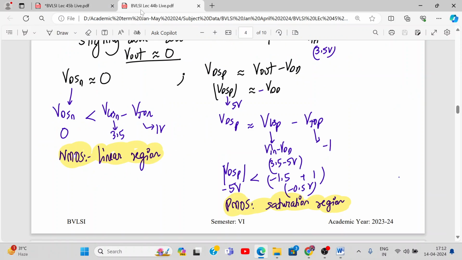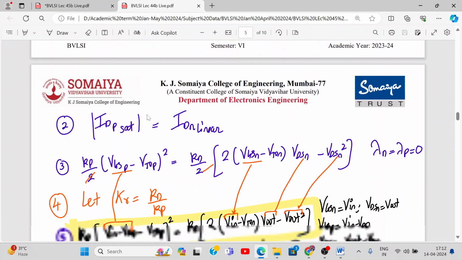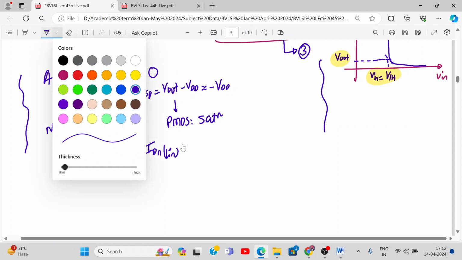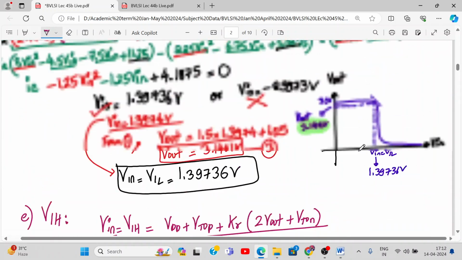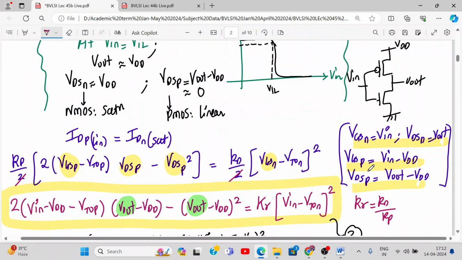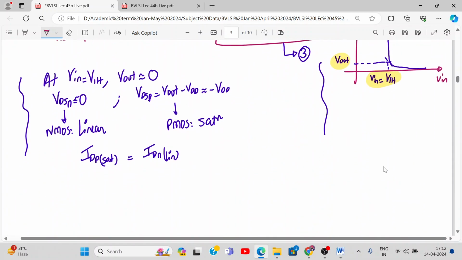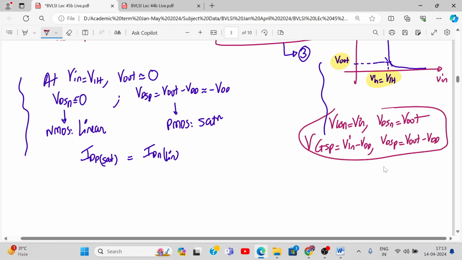Okay, here it is. That is what we have written in the derivation: IDP sat is equal to IDN linear. Of course, we have to write some constraints. What are the constraints? We have written them before over here, 4 of them. VGSN is V in, VDSN is V out. Let us write that again, just for our reference. VGSN is V in, VDSN is V out, VGSP is V in minus VDD, VDSP is V out minus VDD. Okay, so we have written these constraints.